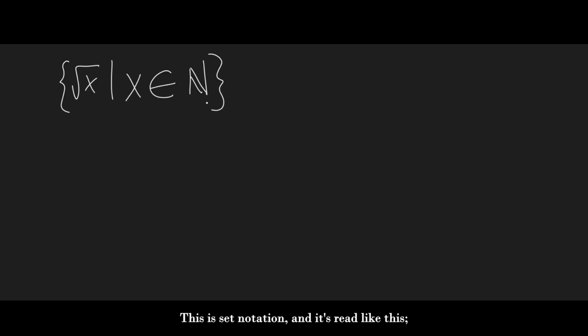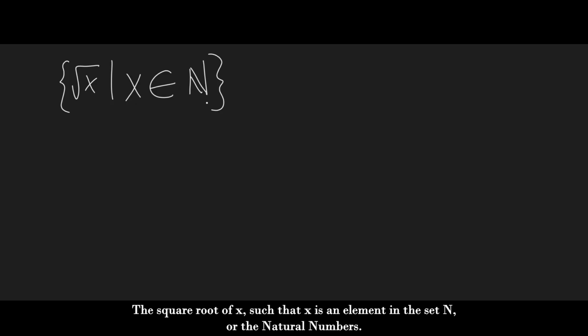Let's recall our work with exponents, or more specifically, square roots. We learned that for a square root to exist, it must be a non-negative number. We can define it like this. This is set notation, and it's read like this: the square root of x such that x is an element in the set N, or the natural numbers.